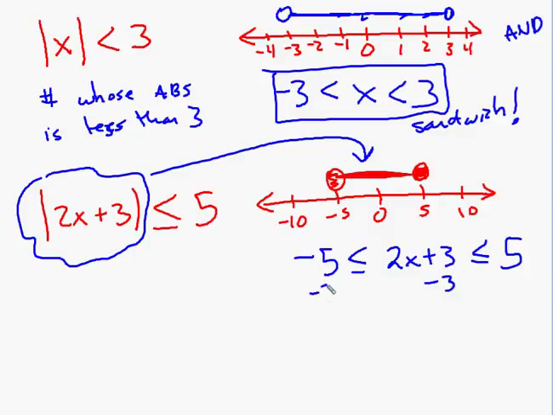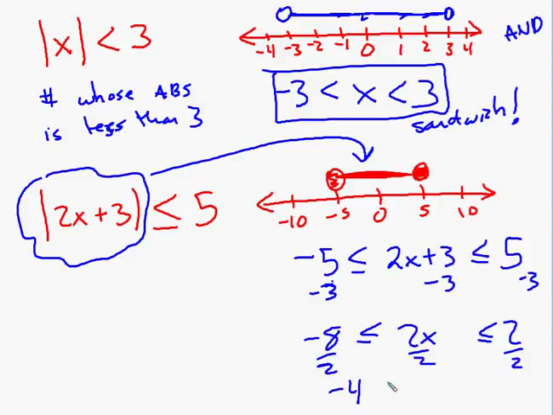Subtract my 3 from everything. Divide by 2 from everything. And I get negative 4 is less than or equal to x is less than or equal to 1. And that's good. All done.